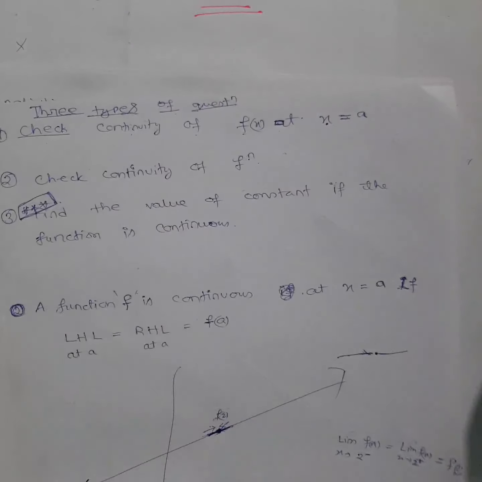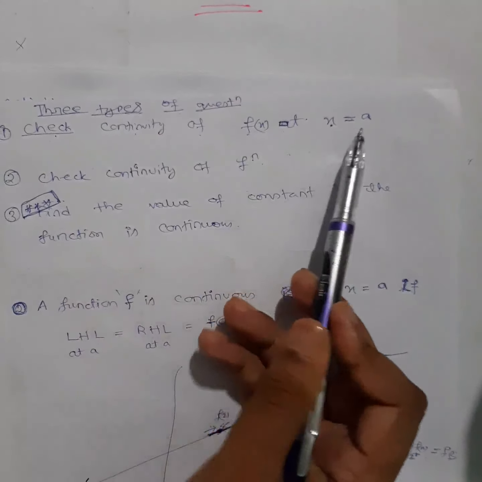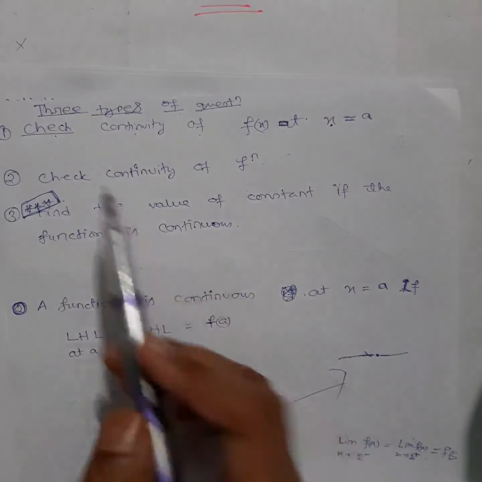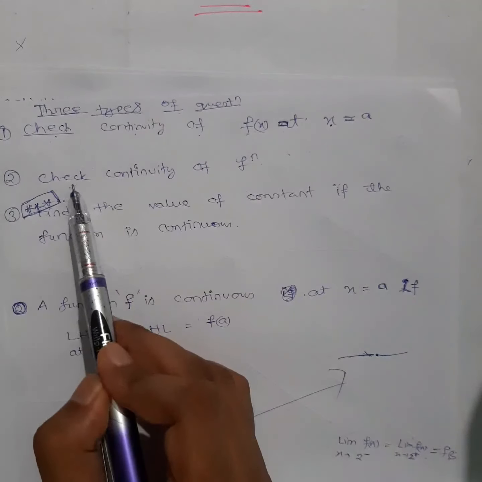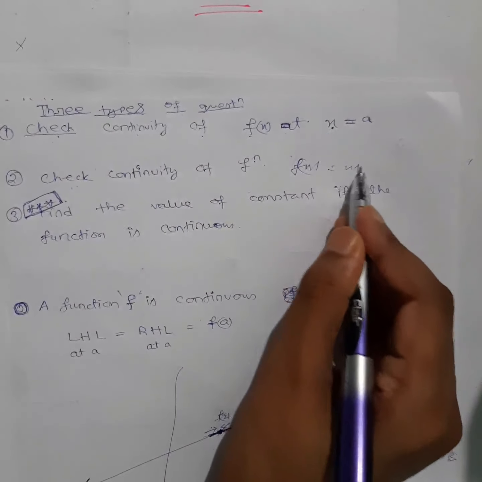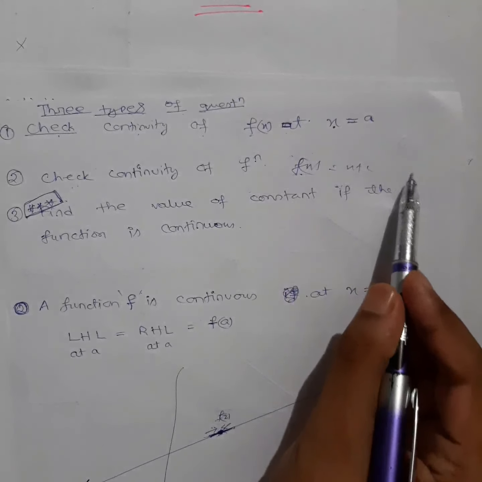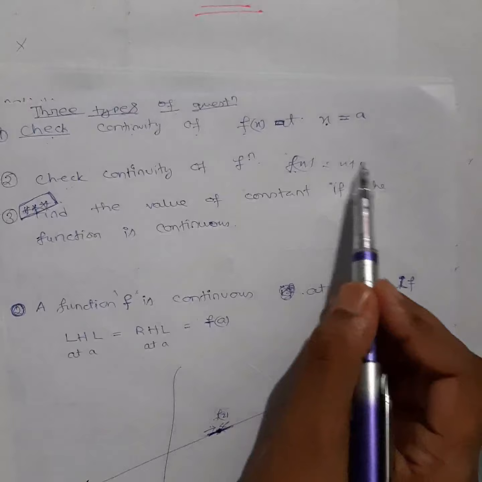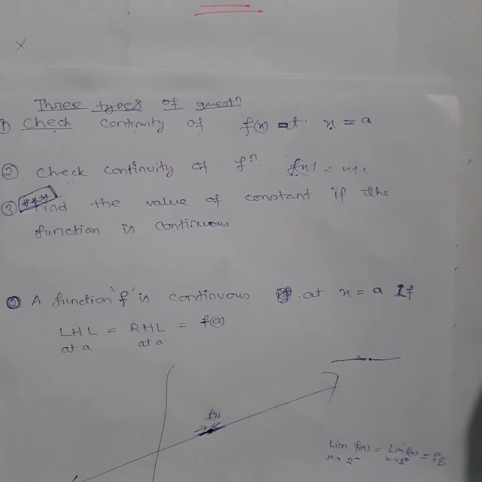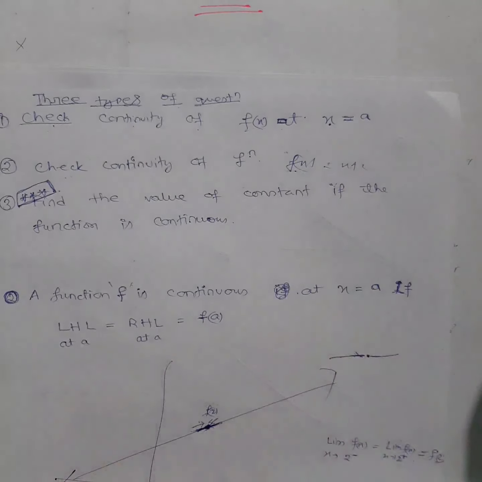So the first question type: they will give you check continuity of f(x) at x equal to a. For this you have to check like this, at a particular point. The next type of question, they will simply say check continuity of the function. They will give f(x) equal to x plus 2, like that, and directly ask you to check continuity of this function. They will not mention at x equal to. So if they say like that, you have to check continuity for all x, not only for a particular point. How to write that in a question I will explain.